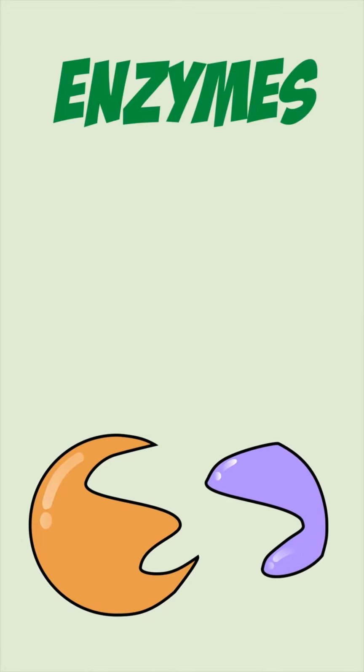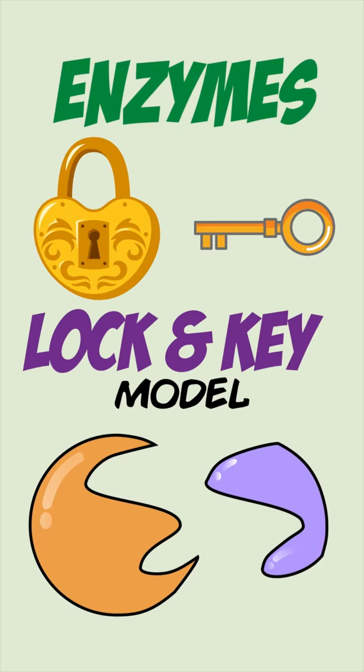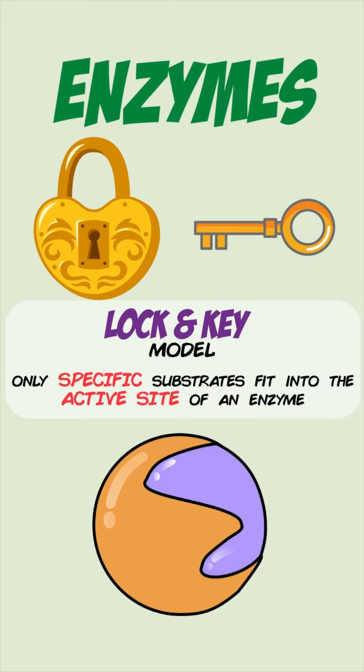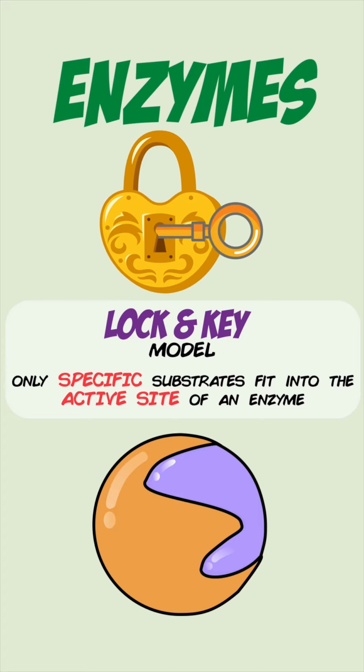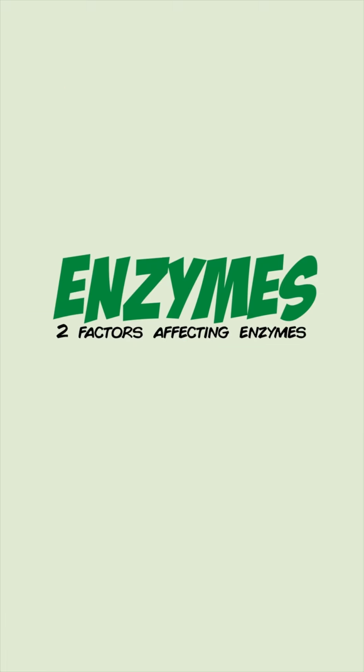This concept is known as the lock and key model, where the enzyme is the lock and the substrate is the key, and only specific substrates fit into specific enzymes, just like only specific keys fit into specific locks. We say that the substrate is complementary to the enzyme. There are two factors that affect enzyme activity.